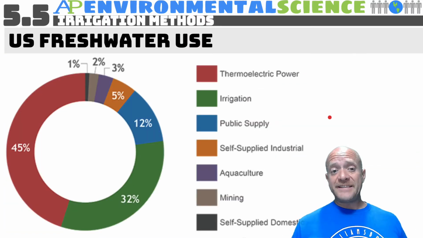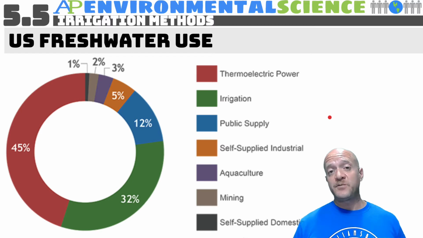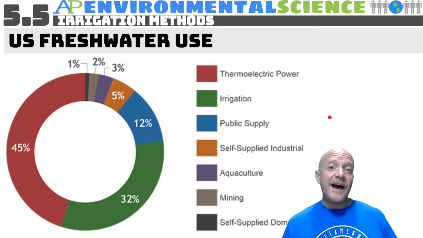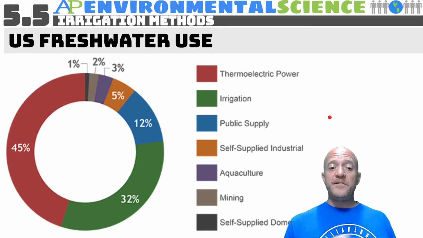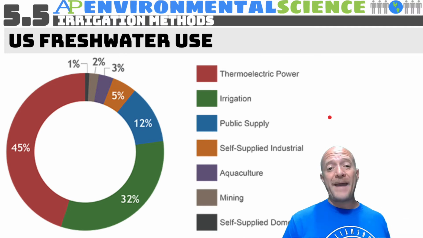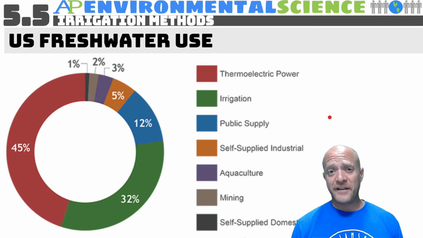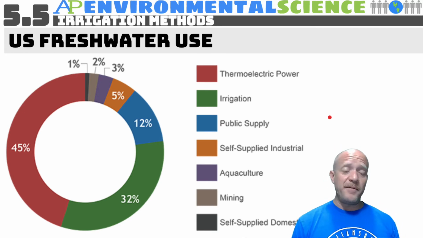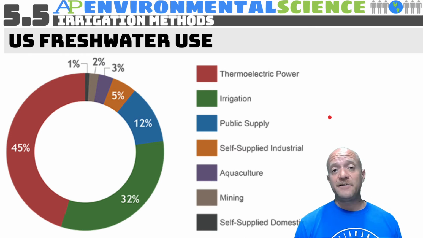And in the United States, we use fresh water for a variety of purposes. Predominantly, the biggest use of our fresh water is for thermoelectric power, which is generating electricity. However, this water is not used up. Once we use this 45% of the water, we pump it back into the river or the lake where we took it. We cool it off first, and then we pump it back so it can be used by other organisms or for whatever purpose in the ecosystem.